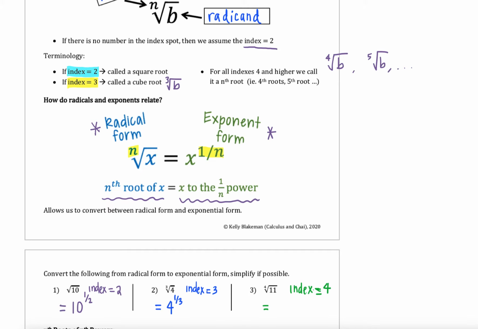So here our radicand is 11. That becomes our base of our exponent. And then our index becomes 1 over 4, so 1 over our index as our exponent. And we're going to see this conversion back and forth between radical and exponential form throughout this entire unit. This is helpful in converting and just rewriting depending on what we're trying to solve or what we're given in a problem.